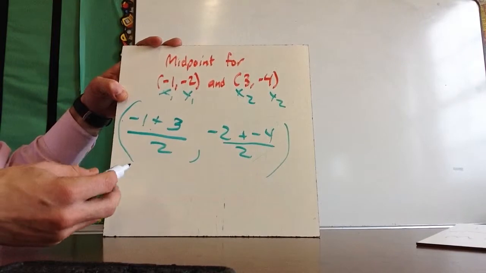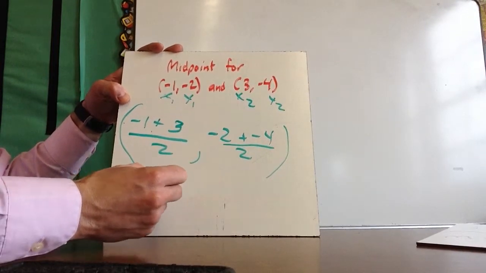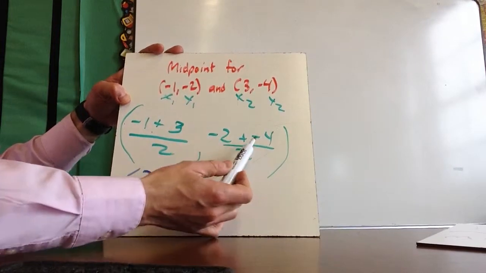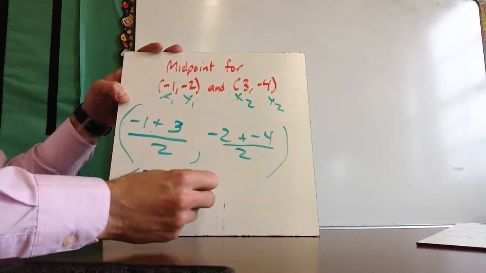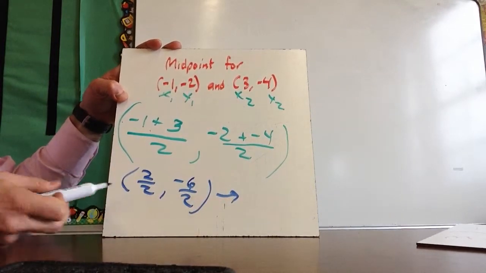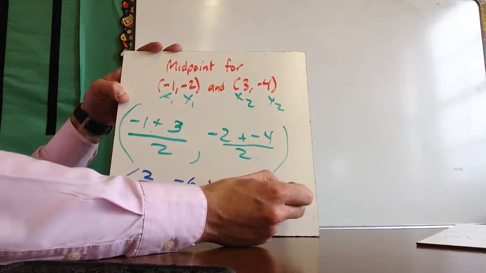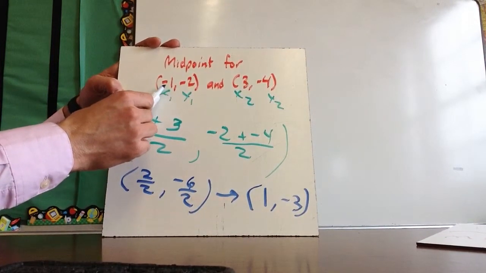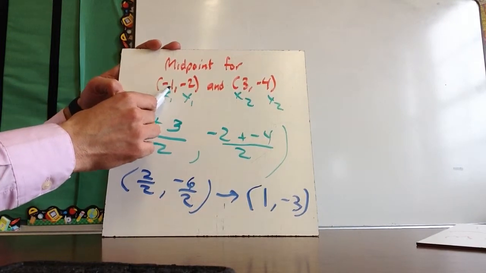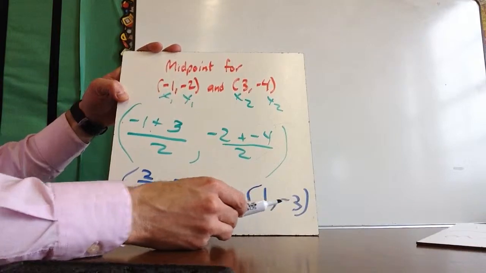Negative 1 plus 3 is going to be positive 2 over 2. And then over here I got negative 2 plus negative 4. This should be negative 6 over 2. And then this is going to simplify. You don't necessarily want to leave it like this. This is going to simplify to 1 and negative 3. So the midpoint of a line segment that starts at negative 1, negative 2, and ends at 3, negative 4, would be 1, negative 3.